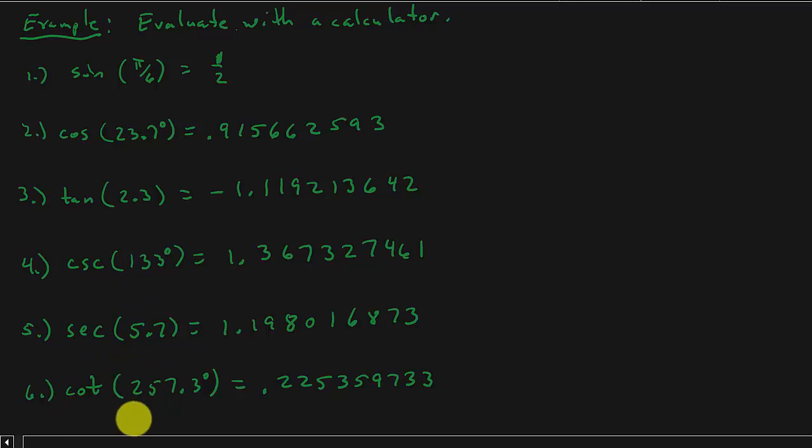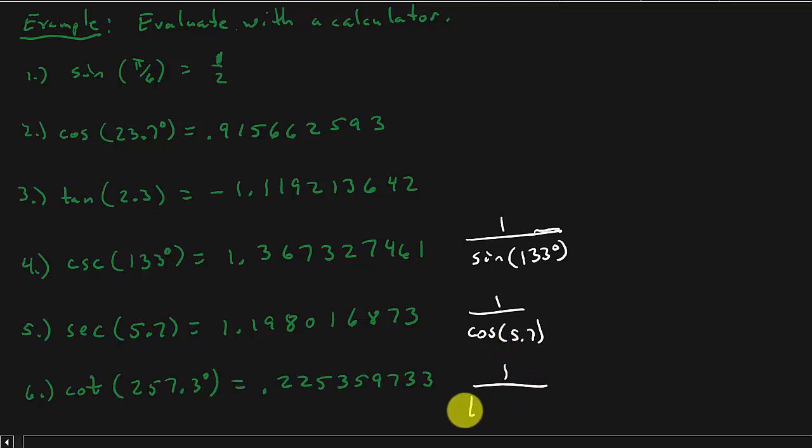They're all done the same way. For cosecant of 133, you would have to do this in your calculator: 1 divided by sine of 133 degrees. You would have to punch that in. For this one, you would have to do 1 over cosine of 5.7, and 5.7 is radians, so your calculator would need to be in radians. And then for cotangent, you would have to do 1 over tangent of 257.3 degrees.